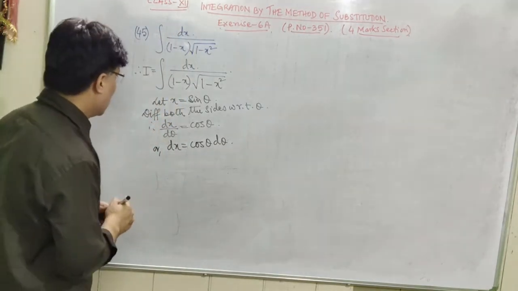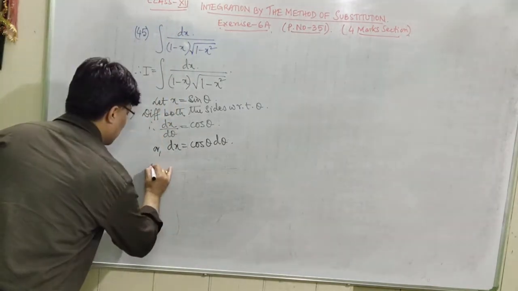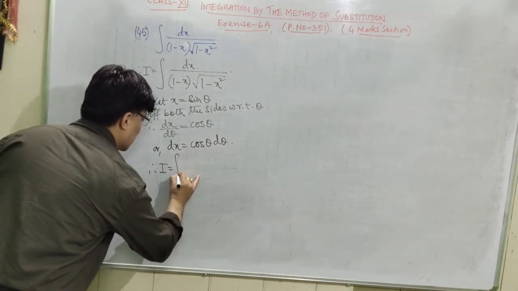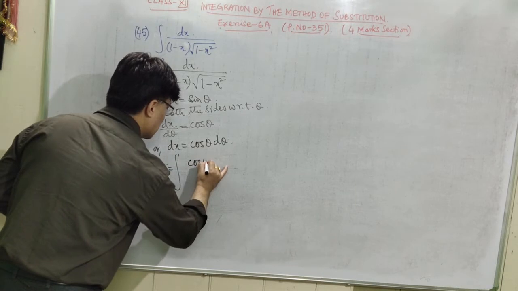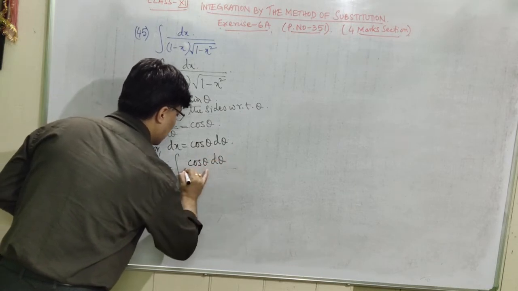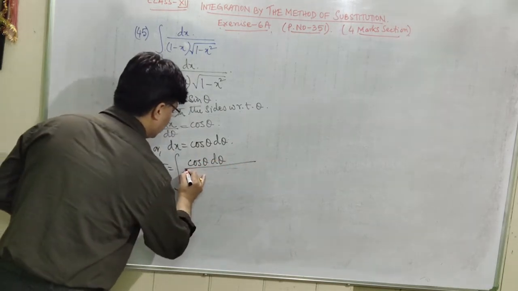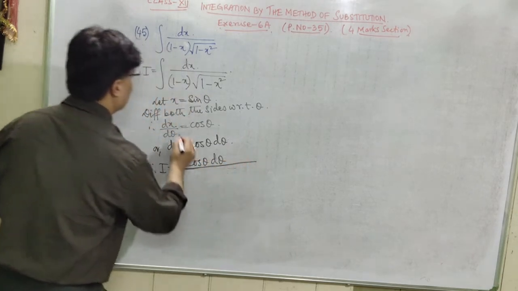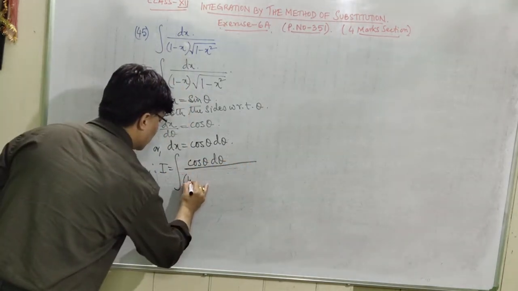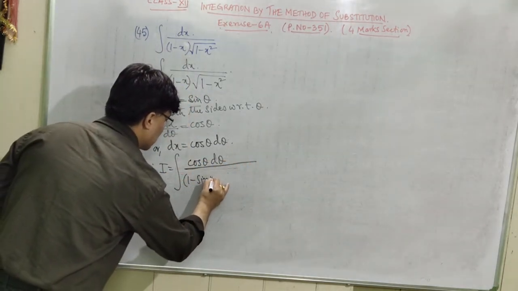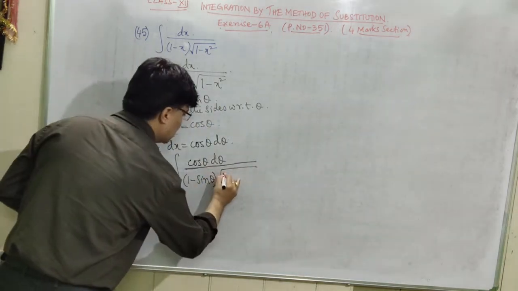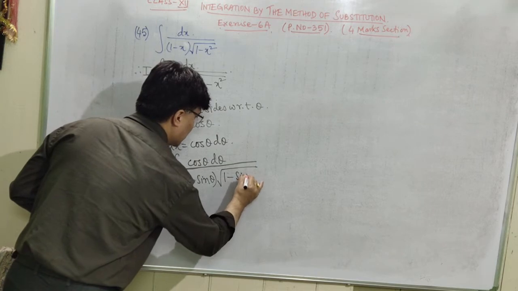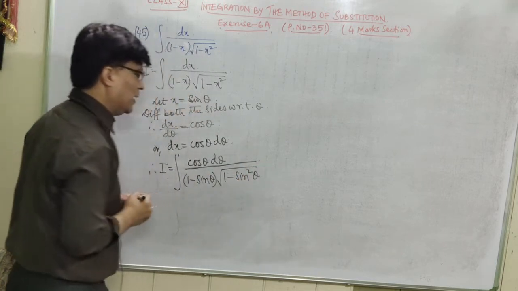Okay, so now let us put it in I. Therefore I is equal to integration of, what is dx? Here dx is cos theta d theta and divided by 1 minus sine theta. This is your 1 minus sine theta, and within square root what do we have? This is 1 minus, what is x square here? It is sine square theta.